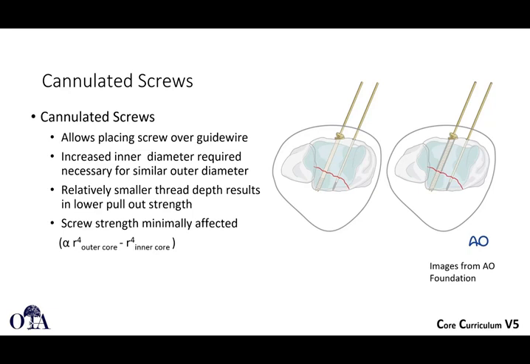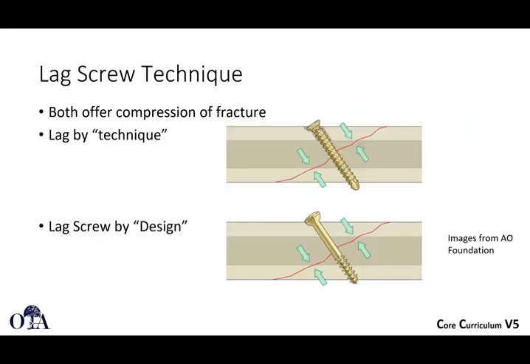You have to increase the inner diameter to improve the strength of cannulated screws, because you're cannulating out. It's not a solid screw anymore. So to make up for it, you can increase the inner diameter. When you do this, screw strength is minimally affected.